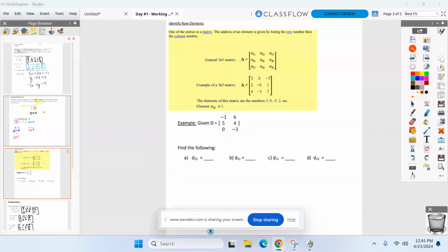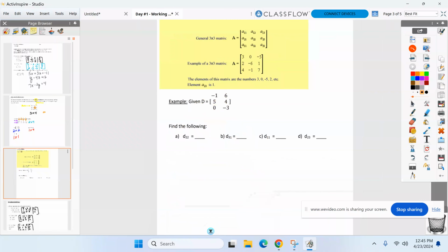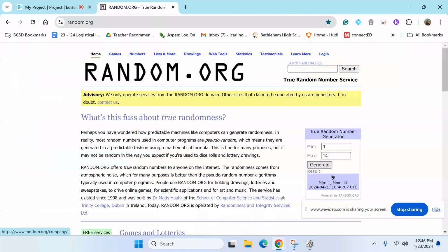So let me go to the actual examples now. Take my matrix D here. Up above is just what I explained to you. So take matrix D. I want to know what number is in spot 2,2. Row 2, column 2. And hey, don't be bashful. Go ahead, use your fingers if you have to. I do sometimes. What number is in row 2, column 2?